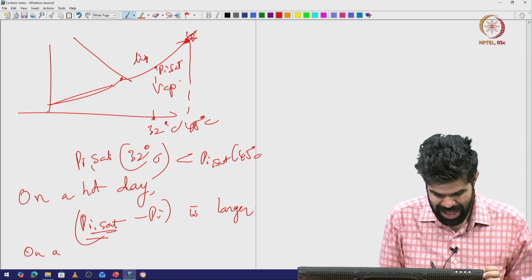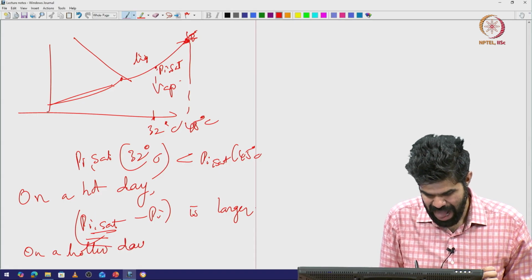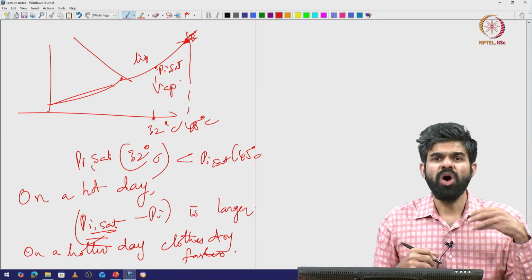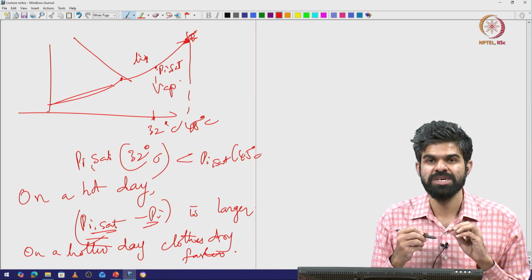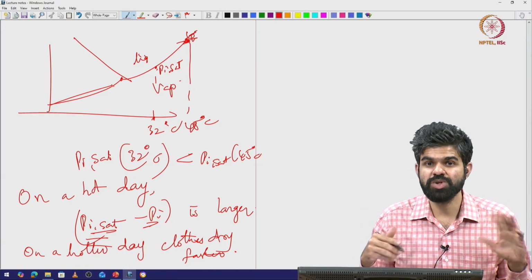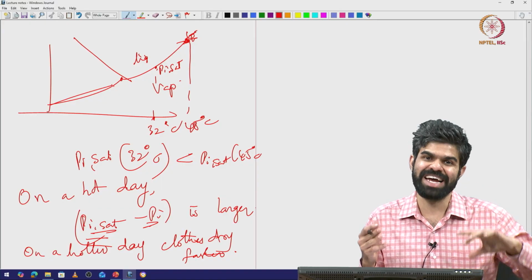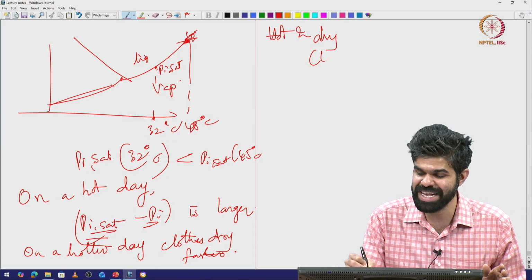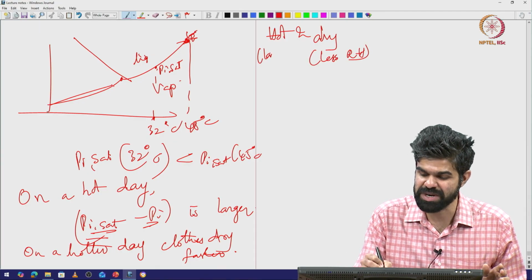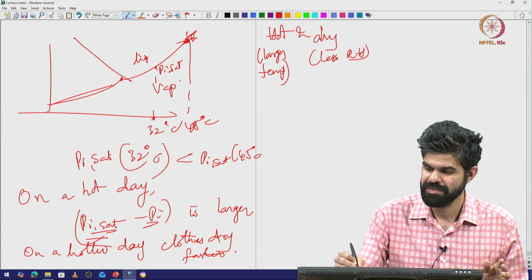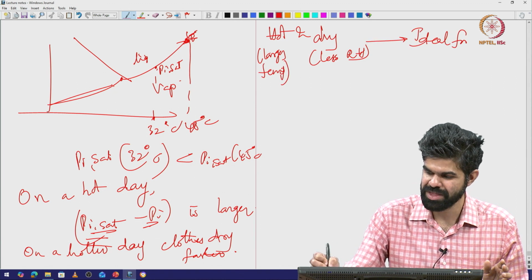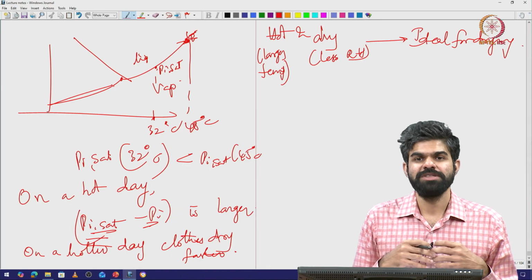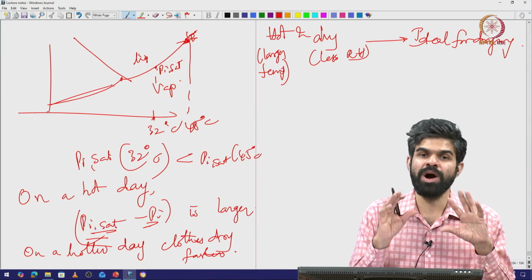So, on a hotter day clothes dry faster. On a humid day where Pi is large, the clothes do not dry. So, I need a combination of hot and dry. I can dry my clothes under hot and dry conditions. Dry means less relative humidity, hot means higher temperatures. These are ideal for drying. So, just a simple phase diagram explains how I am drying my clothes.